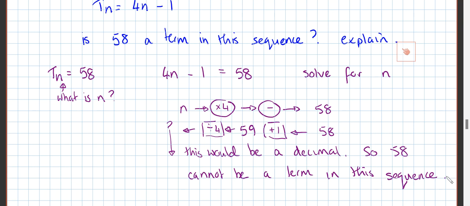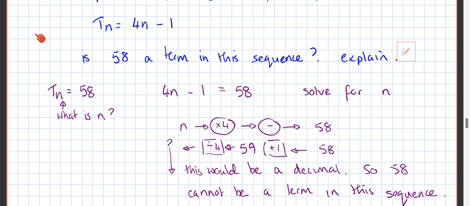What does this pattern go up in, by the way? If we were to write it out, what does the pattern go up by? Max, what does the pattern go up by? 4. How do you know? Because 4n means it goes up in 4s. It's based on the 4 times table.